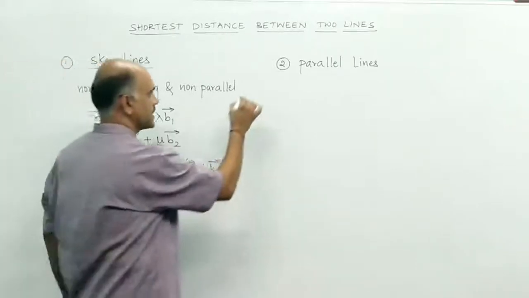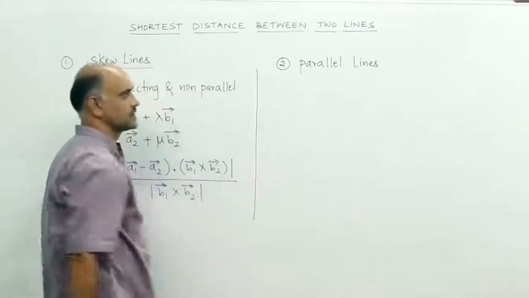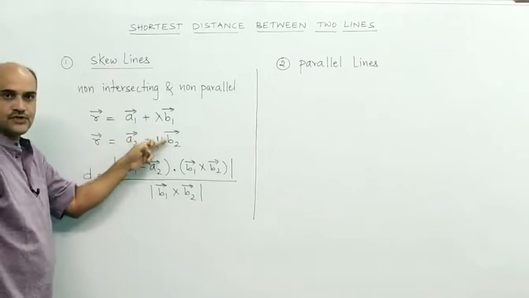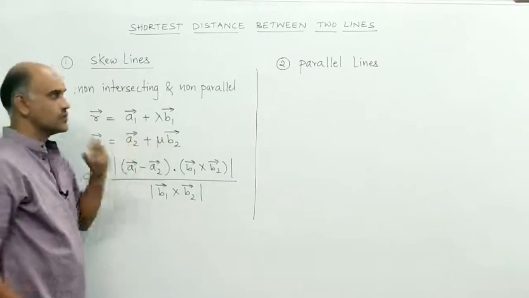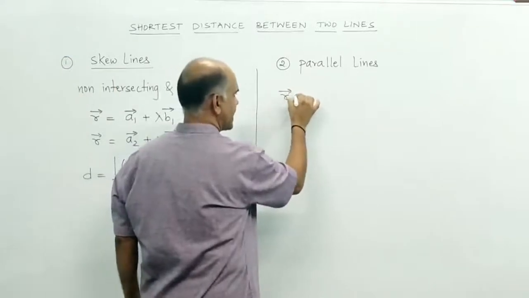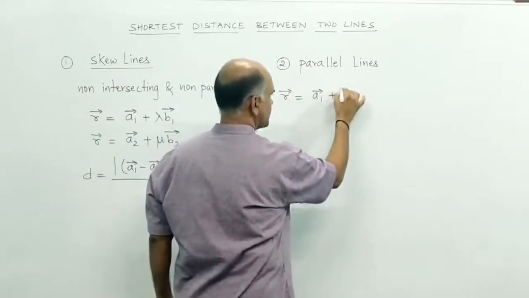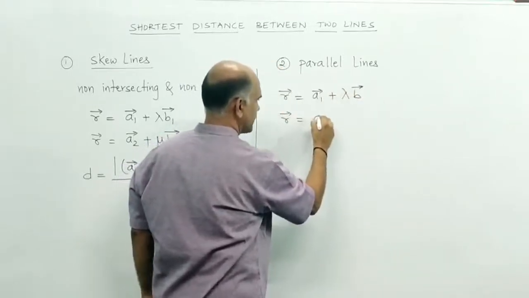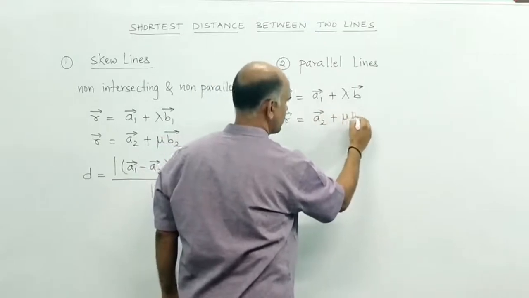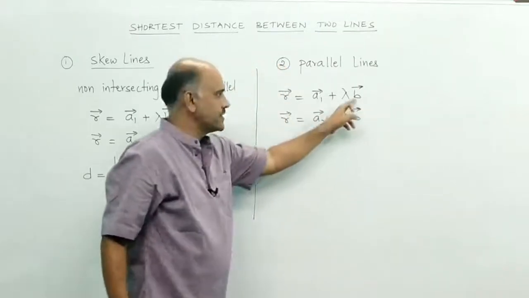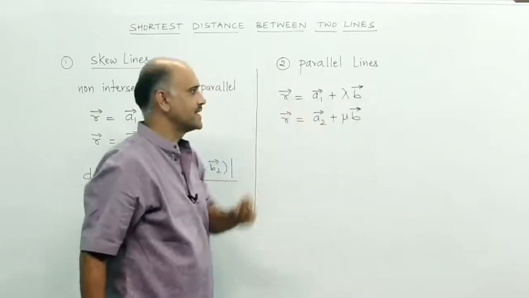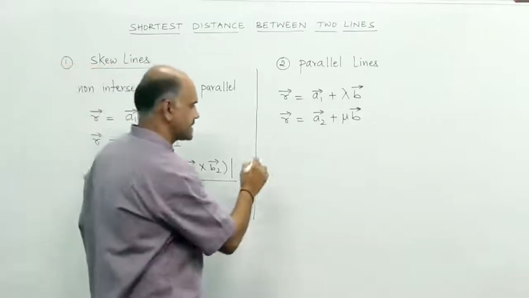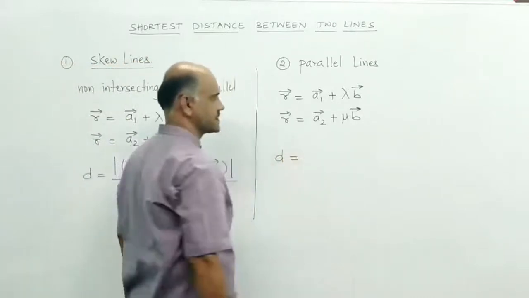Now suppose two lines are parallel. If they are parallel, then the direction ratios will be proportional or the same. So here, two parallel lines I will take as r is equal to a1 plus lambda b, and the second line r is equal to a2 plus mu b. These two will be the same. If it is the same, then the given lines are parallel.